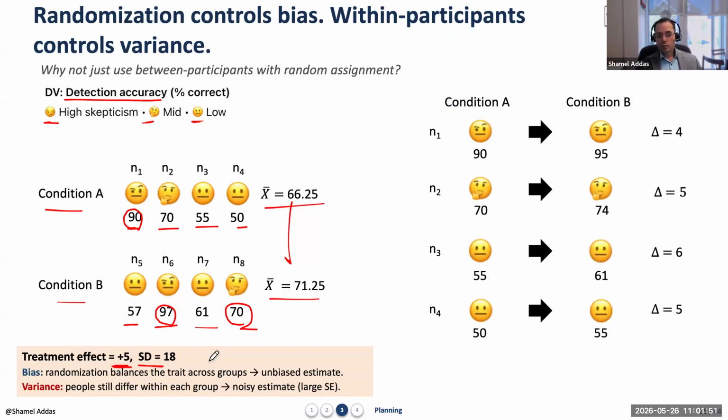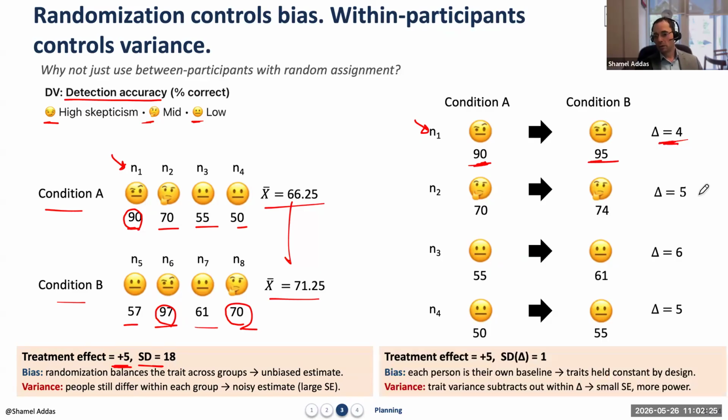Now, why might we want to say let's do within participant design, which is this setting right there? Well, because each person can become their own control. So we have the same 8 people here, N1 to N8. So this is N1, person data point number 1. That's the same person as this one, except that we're measuring that person with the high skepticism twice. So on the first condition, the result was 90. On the second condition for the same person, the result was 95. So delta is 4. All right.